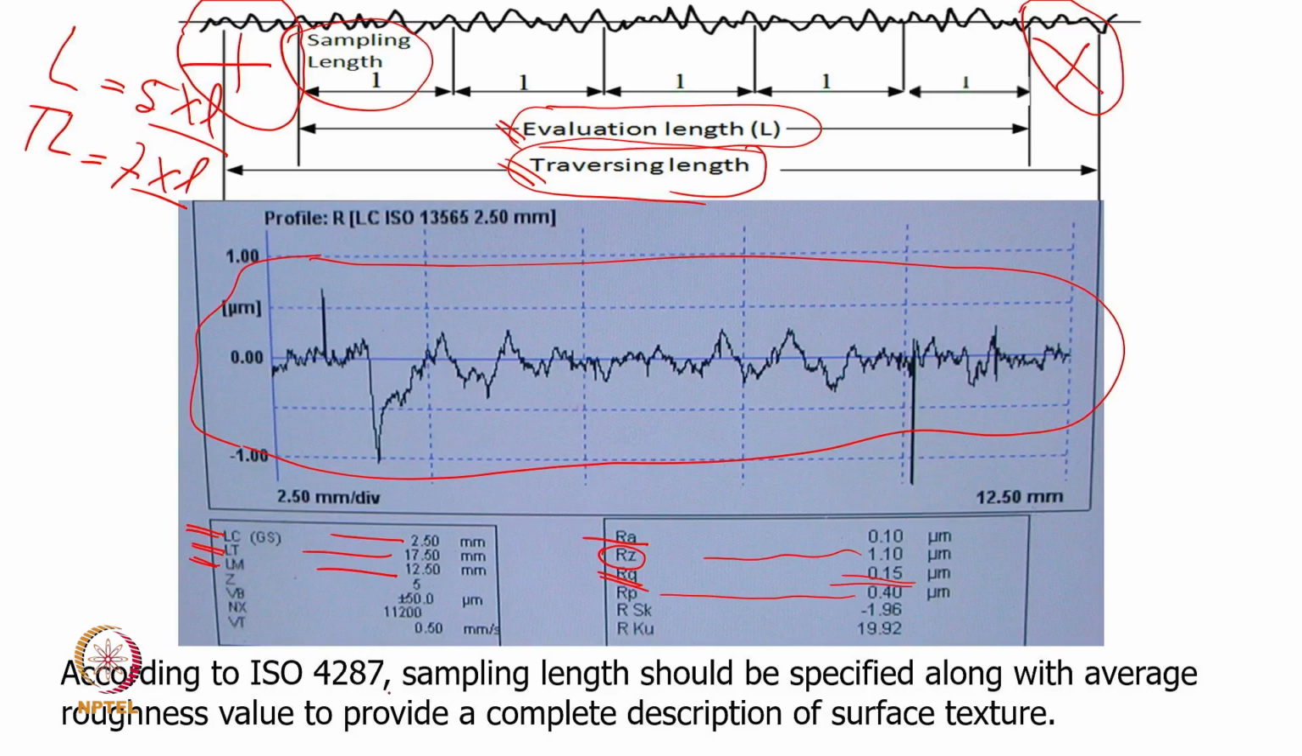Now, according to the standard ISO 4287, sampling length should be specified along with average roughness. This is another important thing. If you change the sampling length, there is a possibility the surface roughness value will change. So, there is an ISO standard which defines, okay, for this roughness, this may be the sampling length. If the roughness goes on the higher side, we will change the sampling length. If roughness goes on the lower side, again we will change the sampling length. So, it is basically an iterative procedure.